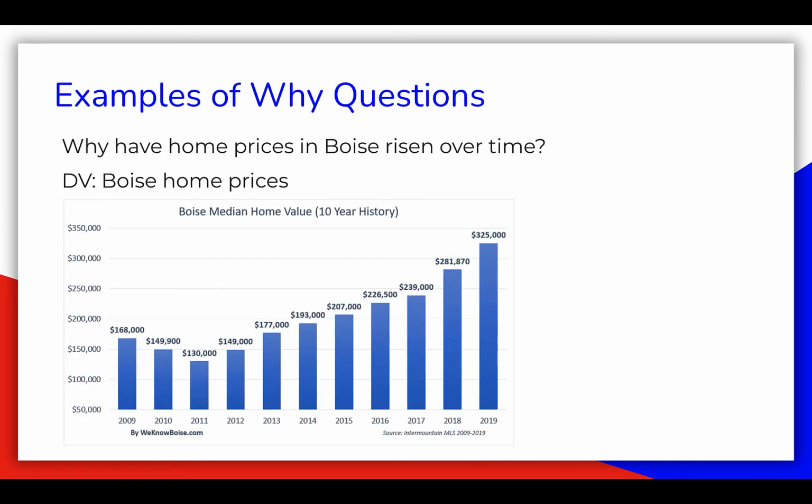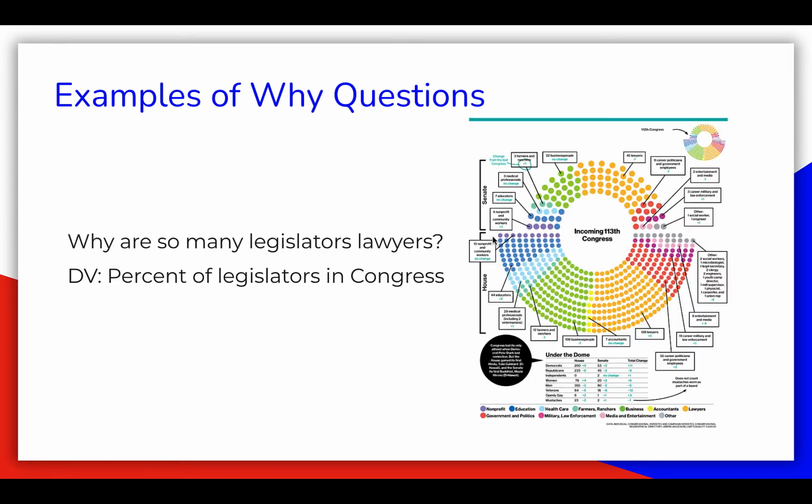Now, here are a few examples. I just gave a preliminary one, but here are some that I have pictures for, okay? So why have home prices in Boise risen over time? So these are examples of why questions, okay? Why have home prices in Boise risen over time? So we can see in 2009, the median home price is about $168,000. In 2019, it was $325,000. I bet it's a whole lot more now, okay?